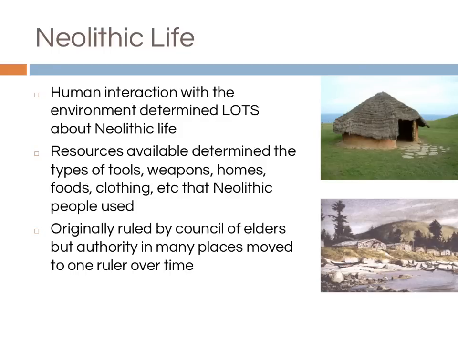So what this slide is really saying is, again, this key theme of geography. What people do in the Neolithic time period is directly dependent on their environment. So what kind of tools they make, what kind of weapons they can make, what kind of homes they build, foods they eat, clothing that they create. All of this is determined by what resources are available and what they need to survive. Now, they carry over their political organization initially from Paleolithic times. Initially, they're ruled by a council of elders, but over time, that power starts to centralize in the power of just one person, which we'll talk about.